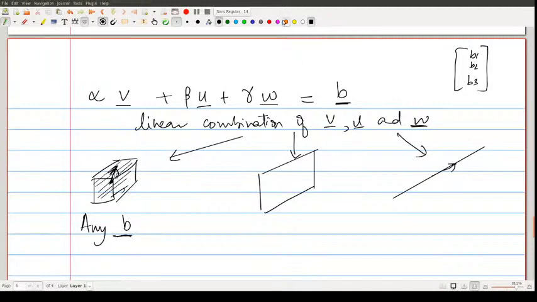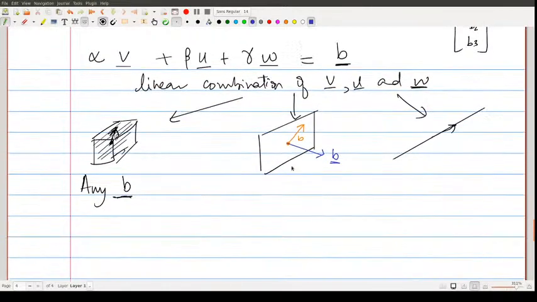In this case, however, the linear combinations of these three give me this plane. As long as I have a B that is in this plane, I can solve for it. But if the B comes outside the plane, then these combinations are stuck in the plane. They can't come out of this plane, which means I can't solve. There is no combination that will give me this B. So in this case, I can only solve for Bs inside the plane.